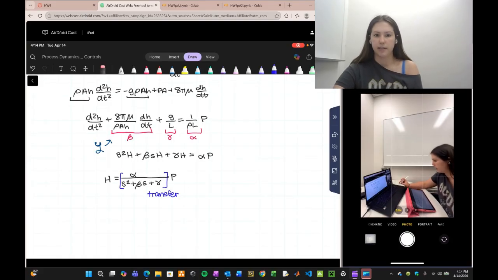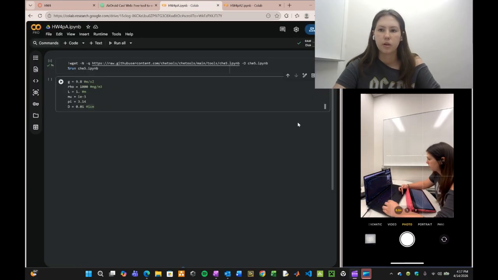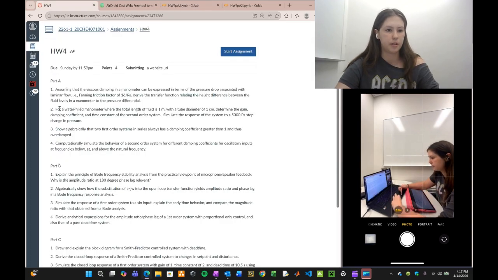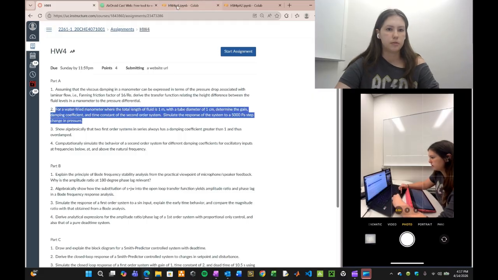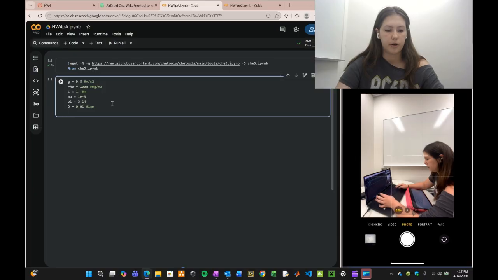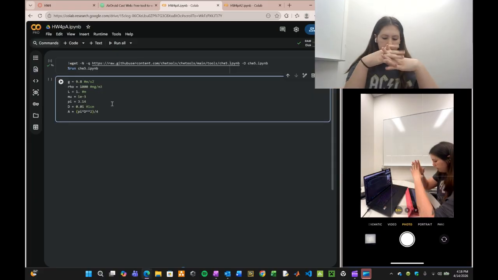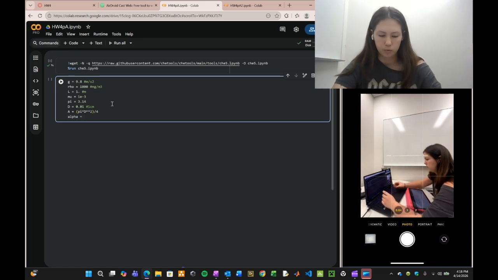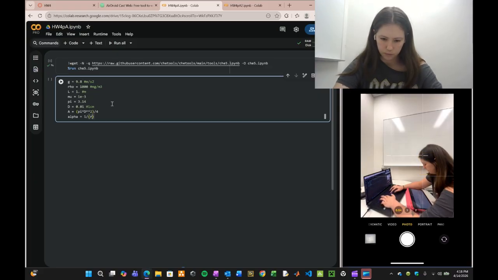Now we will look at an example of this in Colab. All right, so I went ahead and put in our variables from our problem statement right here. And we need to define our area. Our area will be pi times our diameter squared, all over 4. And then we need to define our alpha, beta, and gamma, which we have here on my iPad. So our alpha was equal to 1 over rho times L.